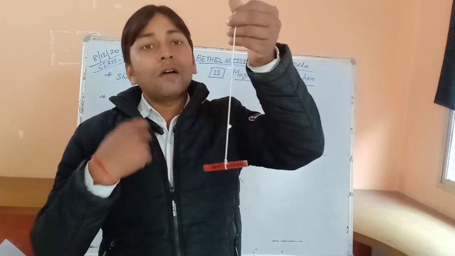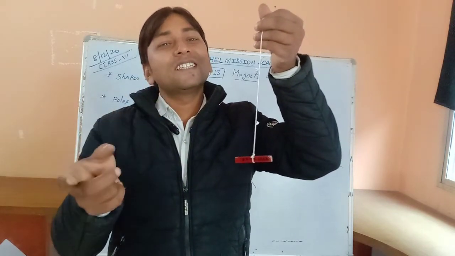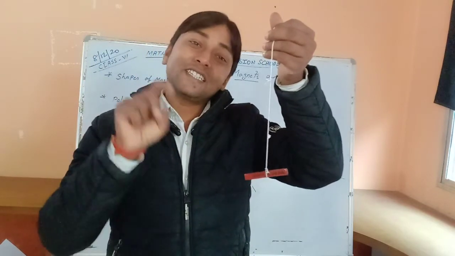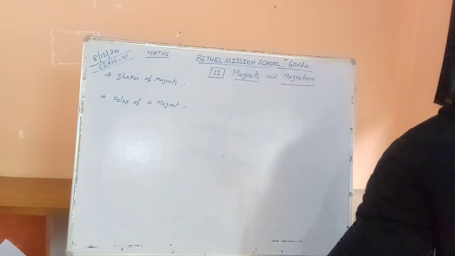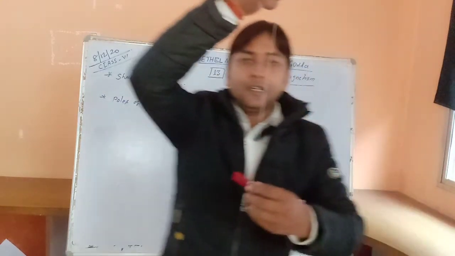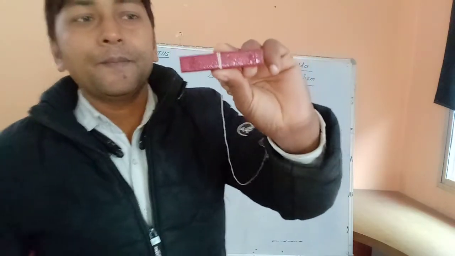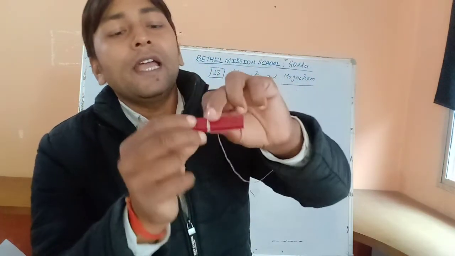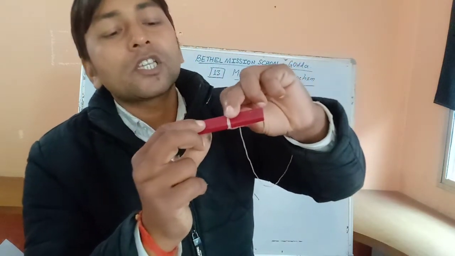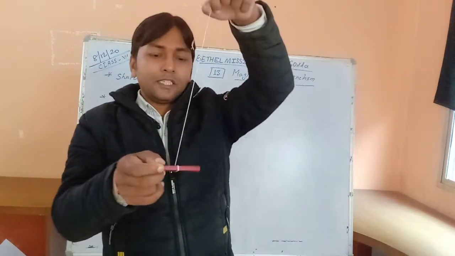Now I take another magnet in which it is written which is north or south. Does it stand the same way or not? Let's see. Have a look, the names are given here. This is written S for south and this is written N for north. It means this is the north pole and this is the south pole. Now I suspend it freely.